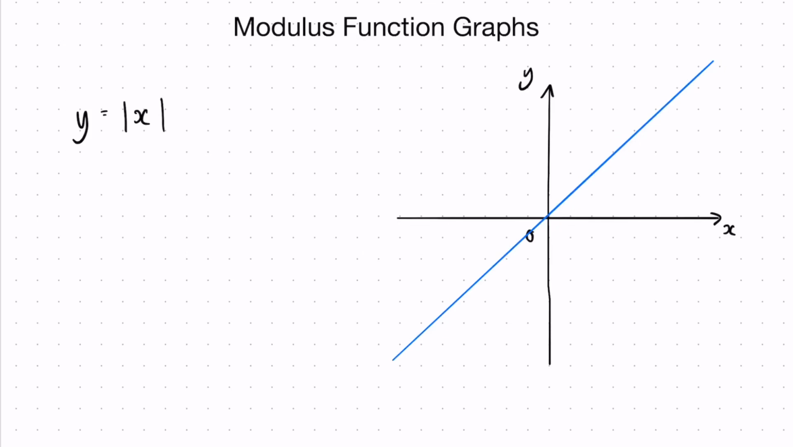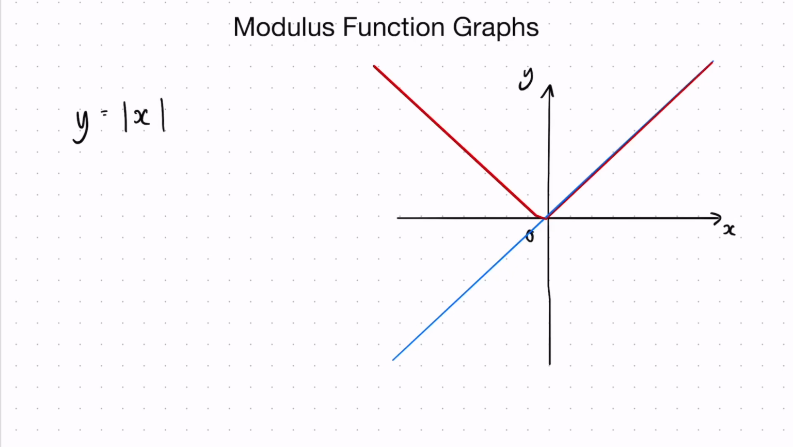But what modulus does is it takes every negative x input along here and gives the output as positive. So what is going to happen is when it gets to the point where x becomes negative, it's going to flip it positive. So it creates this sort of image where it's being reflected in the x-axis on the negative side of the x values.